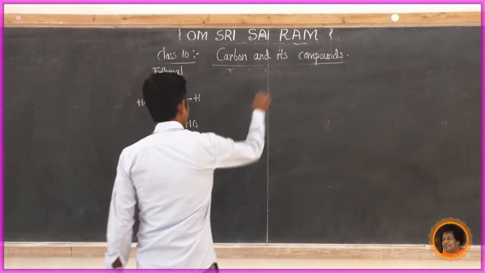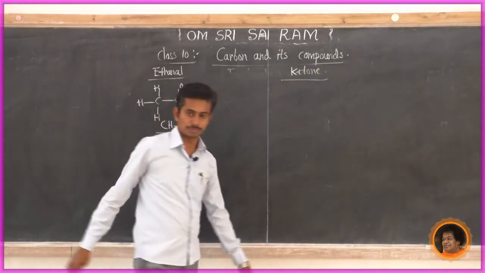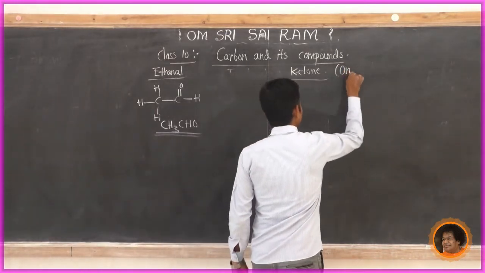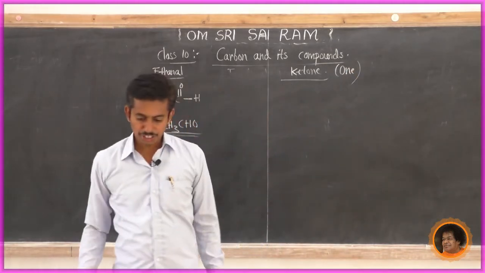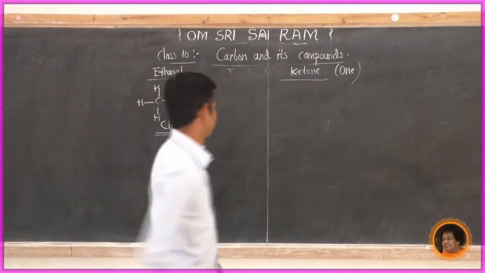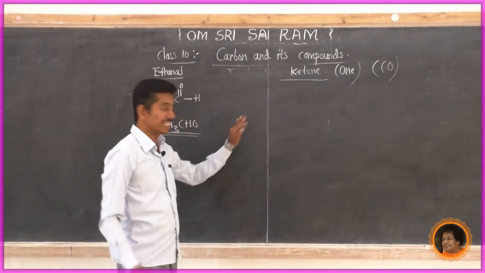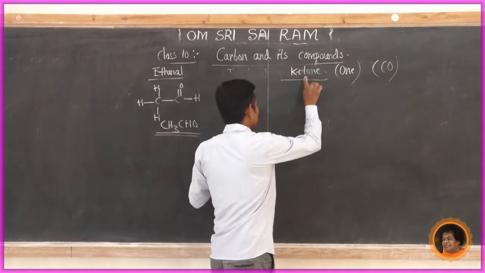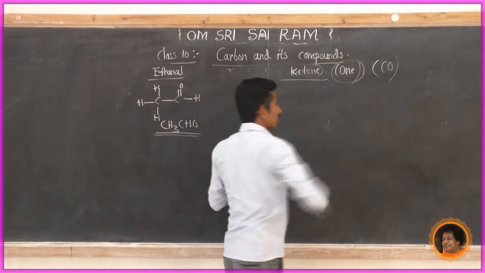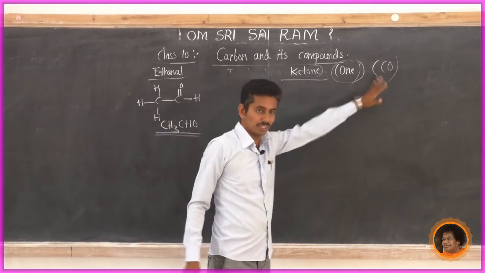Another organic compound is ketone. Ketone ends with the suffix ONE. And the functional group present in ketone is CO. What is the functional group? CO. Be careful. Ketone is an organic compound. Just look at this, the spelling is K-E-T-O-N-E. It ends with O-N-E. What is the functional group of this ketone? CO.